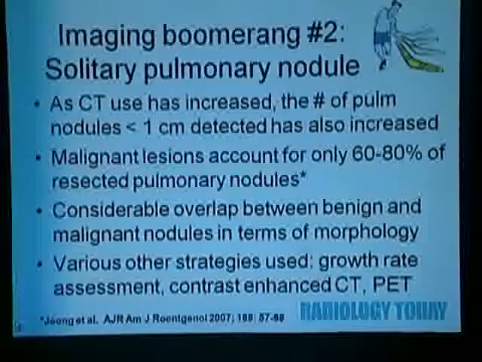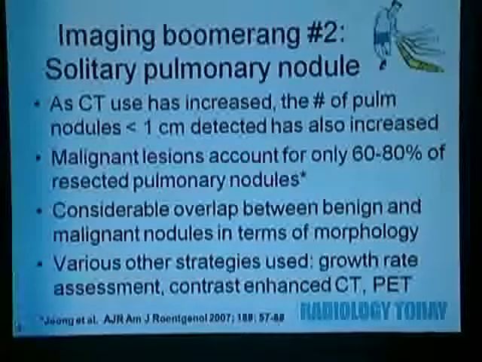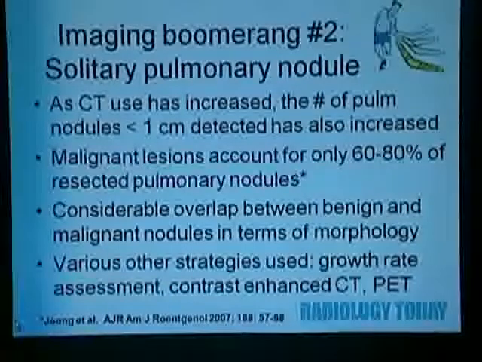There's also considerable overlap between the benign and malignant nodules in terms of morphology. Very rarely can we just look at a nodule and say that's definitely benign. Okay, sometimes we can, but it's not that common unless it's diffusely calcified. Various strategies have been used to further evaluate the solitary pulmonary nodule. People have tried growth rate assessment over serial examinations, contrast-enhanced CTs, and PET.